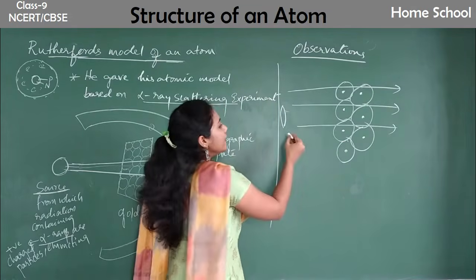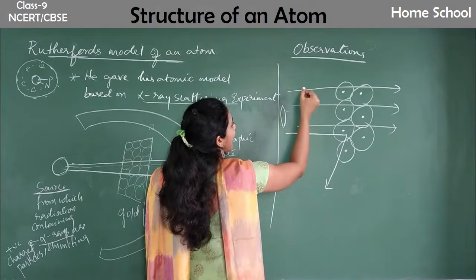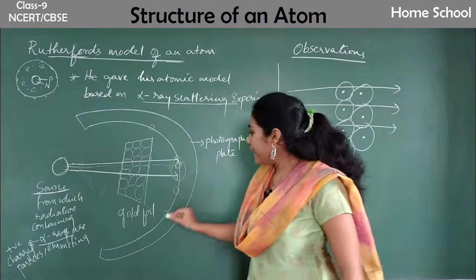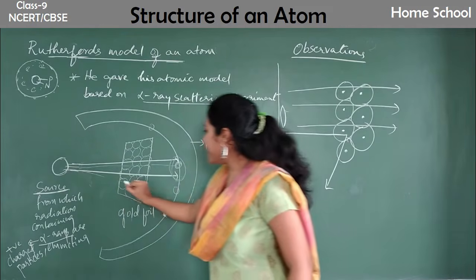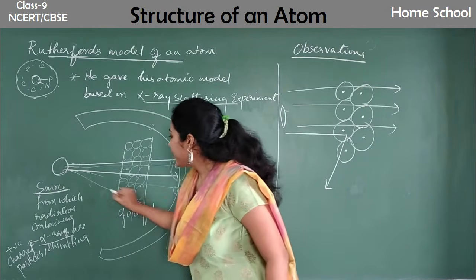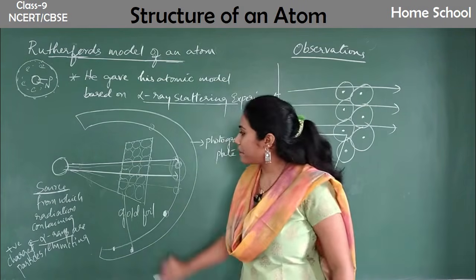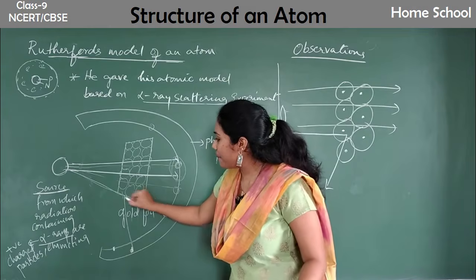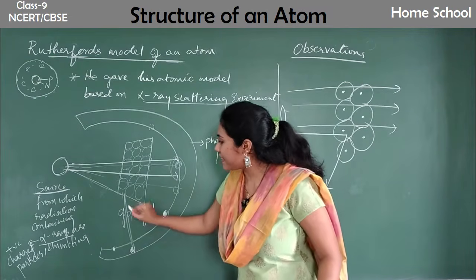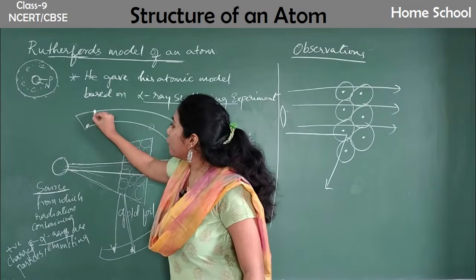But some of the rays deflected in larger angles. So he could observe a glow here also. That means the rays, instead of going straight, have deflected. He could observe a glow here, he could observe a glow here. That means the rays came here and somehow something happened here, so they went in this direction. They went in this direction.